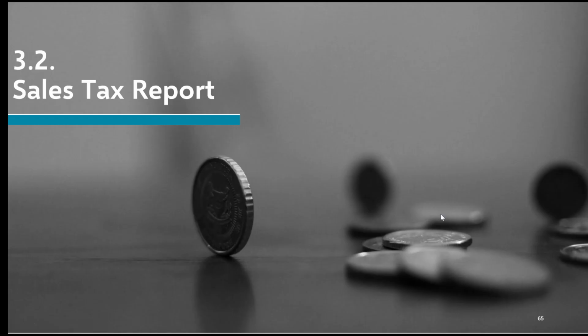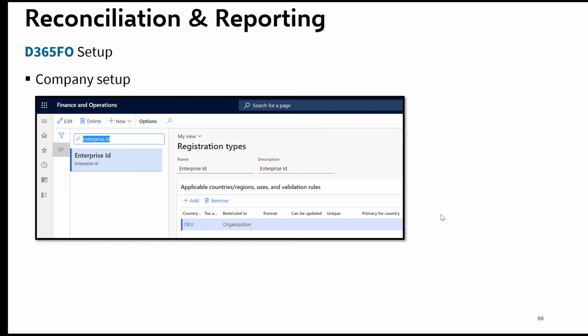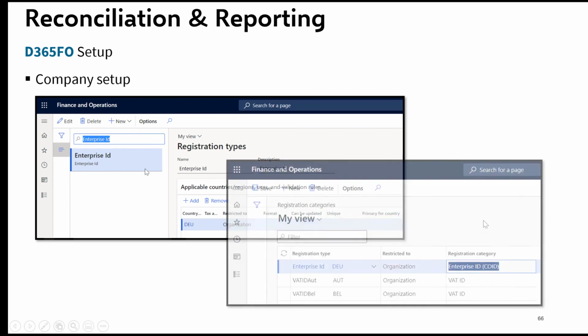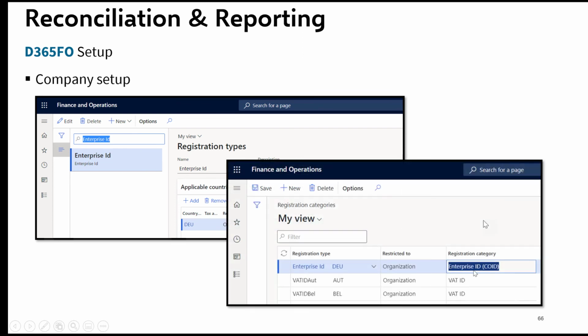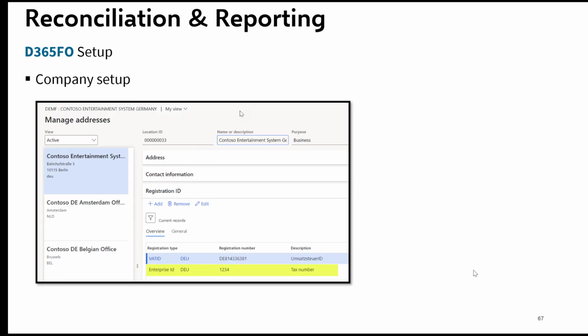Now when it comes to the VAT report for Germany, you need to set up the enterprise ID first. And if you remember from the beginning, the registration types that we set up, we also need to set up for the enterprise ID and then link it with this registration category. That's important because this number is then shown on top of the sales tax report. And to make sure that it's shown, you have to set it up for the country or region address for which you want to run the report. In my case, it's Germany.